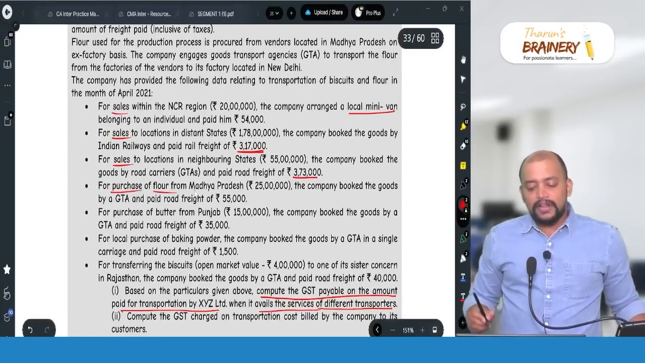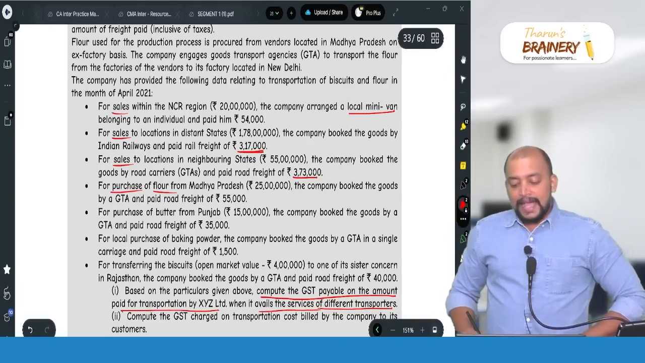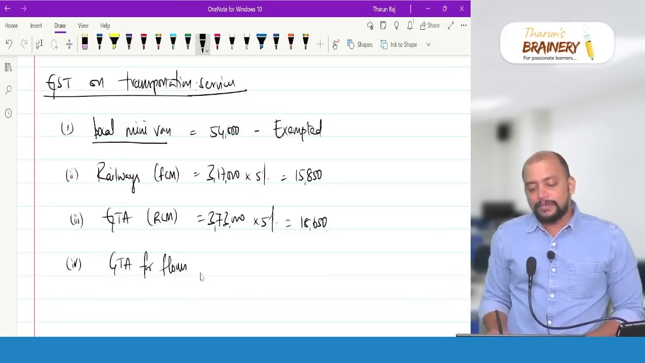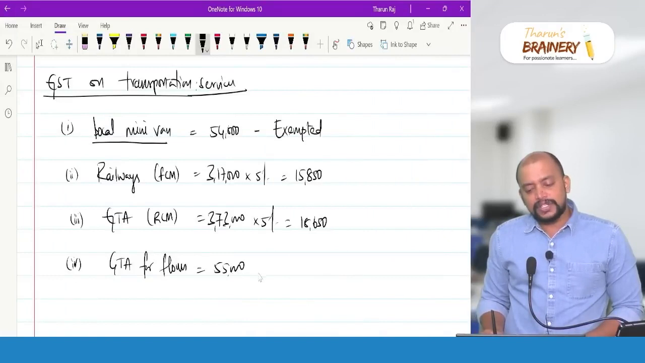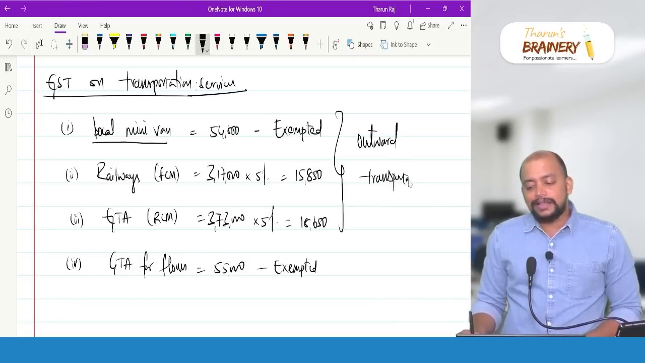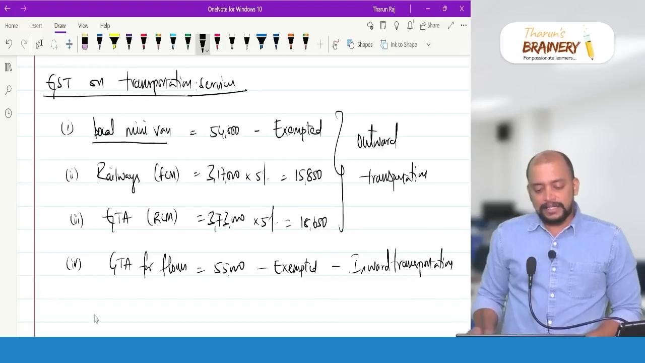Then, 4, next one, for purchase, this is purchase. For purchase of flour from Madhya Pradesh, the company booked the GTA and paid road freight 55,000. Exempted flours, pulses, milk and salt. So, this GTA for flours will be exempted. How much is the amount? 55,000. So, this will be exempted. And this is for outward transportation, correct? Outward transportation, carriage outwards. And this is for inward transportation for purchases.